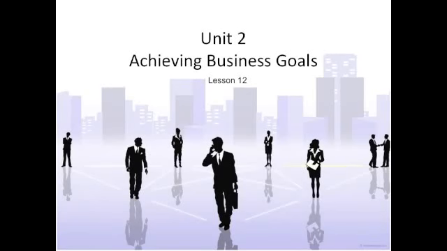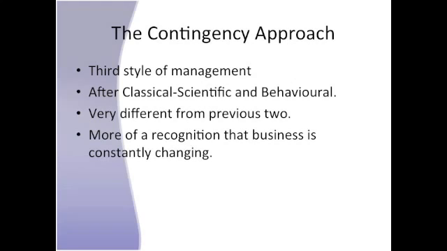So this is lesson 12, and we're going to be talking about the third style of management, which is the contingency approach. This one is very different from the previous two and came about after the classical scientific approach and the behavioural approach. And it's based upon the idea that there might be no one possible best way to manage. In fact, business is constantly changing, and therefore managers need to constantly adapt and change the way that they manage.